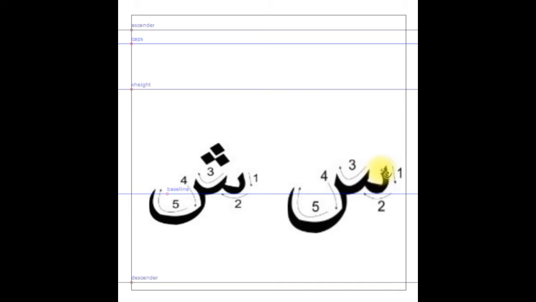Now observe how I write. 1, 2, curve in, 3, and next a big circle here, a semicircle. There is letter Sa. Let's repeat again. Second curve. Sa.